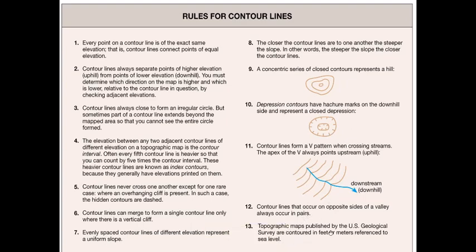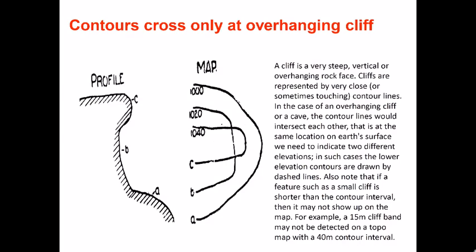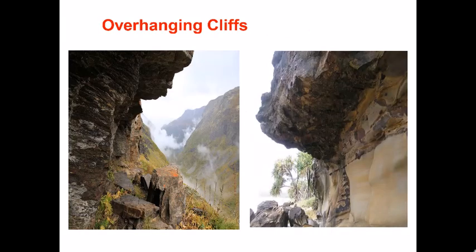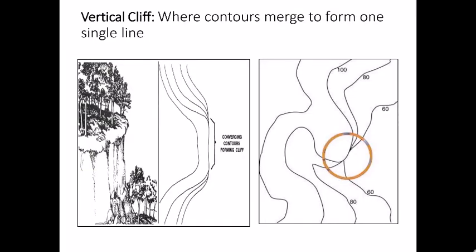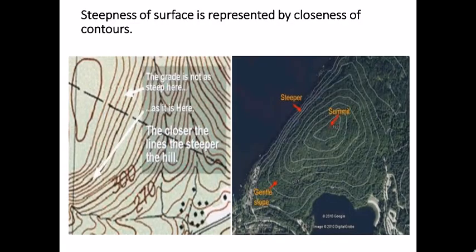And topographic maps published by the US Geological Survey are contoured in feet or meters, in reference to sea level. So we discussed why in an overhanging cliff you have contours that intersect each other, and this is what overhanging cliffs look like. Again, we have a couple of examples for the contour maps, and we've seen the difference between a vertical cliff and an overhanging cliff and how the contours change.